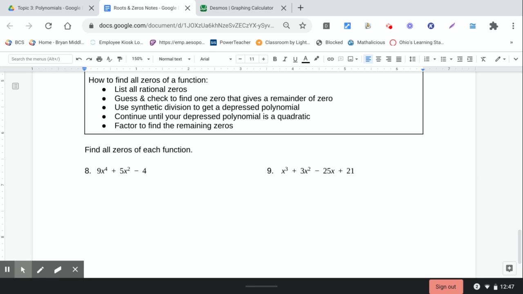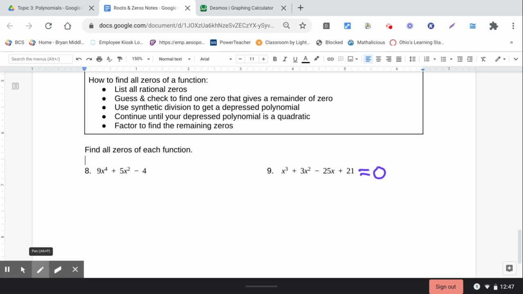All right, so we are going to start with problem number 9. We're going to put all of this stuff together that we've been talking about over the last several days. What we're trying to do in number 9 is find all of the zeros. Okay, so we want to find where it's equal to 0. It's the same thing as finding the x-intercepts.